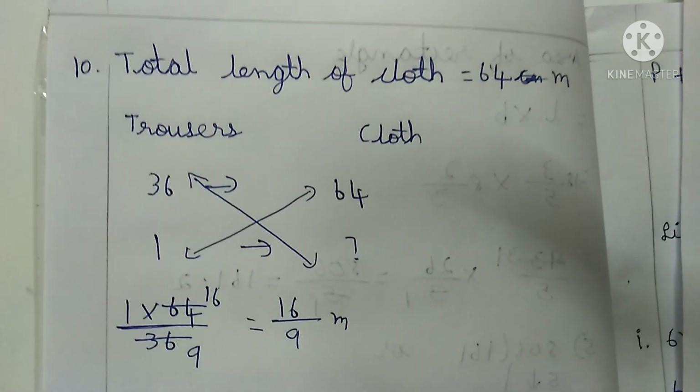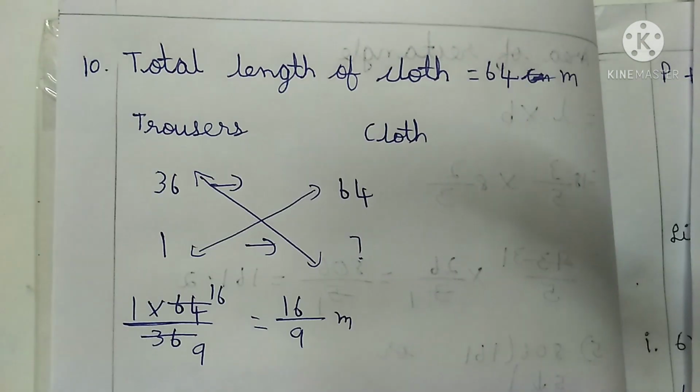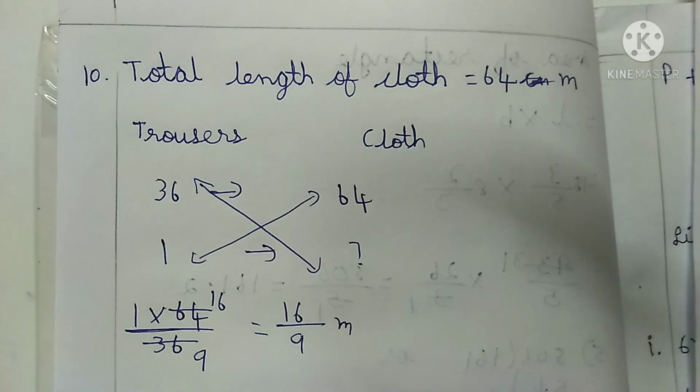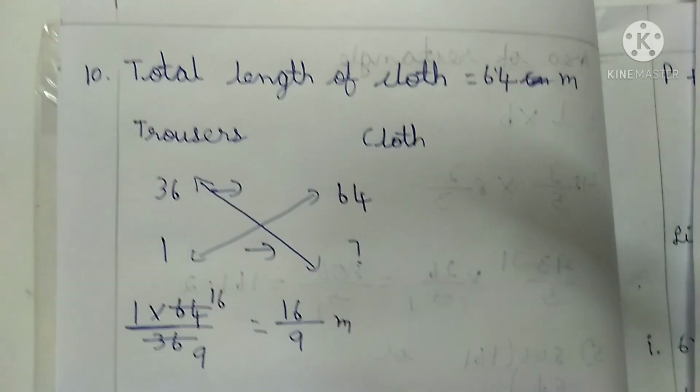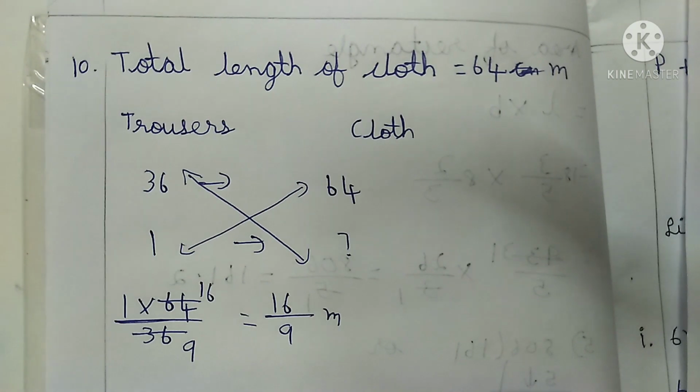So we should make cross multiply. By cross multiplying, we get 1 into 64 by 36. By doing calculation, we get 16 by 9 meters.